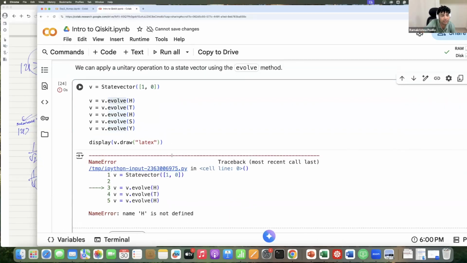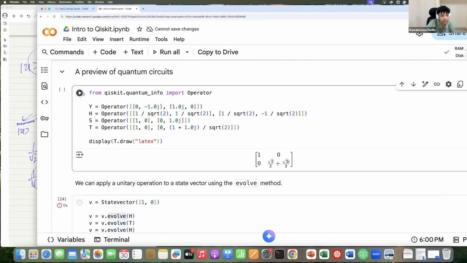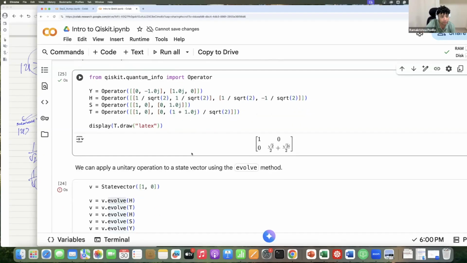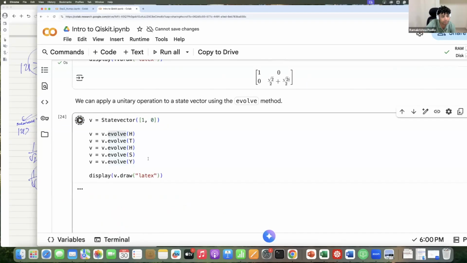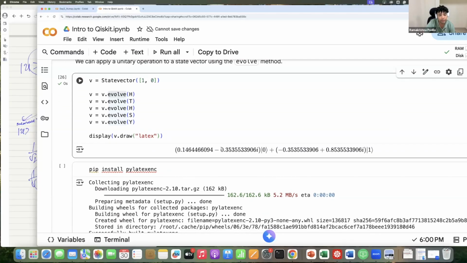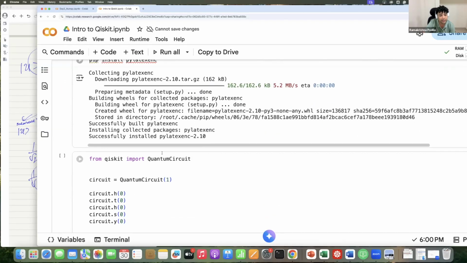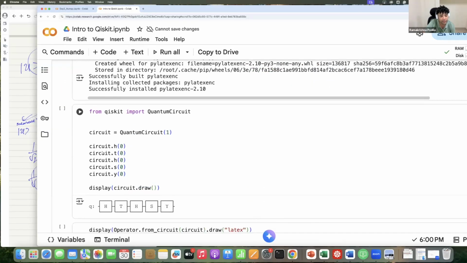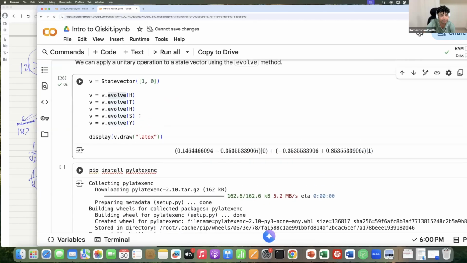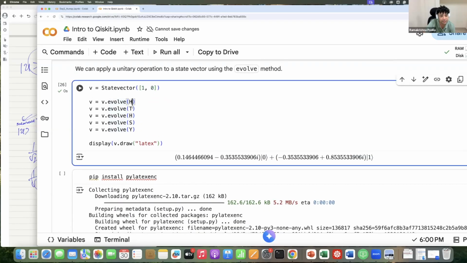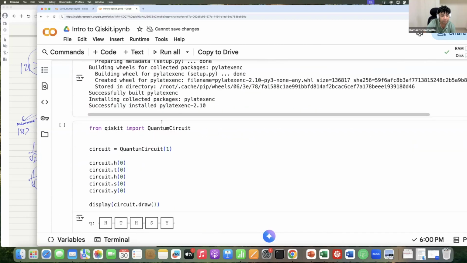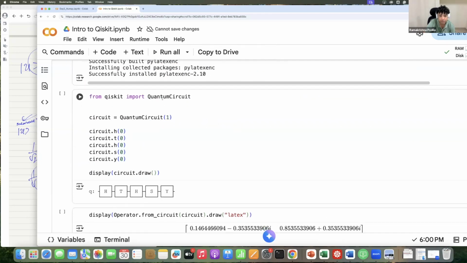Okay, name H is not defined. Okay, I did not run this, so let's run that. Okay, so we got those operators. So when you do the multiplication evolution, then you get these, and then we can also draw that quantum circuit. So the way we were applying is we were applying T gate first, H gate again, S gate again, and Y gate again. So that we can visualize in the quantum circuit. So there is a command for quantum circuit.